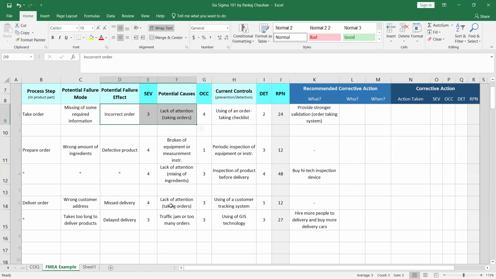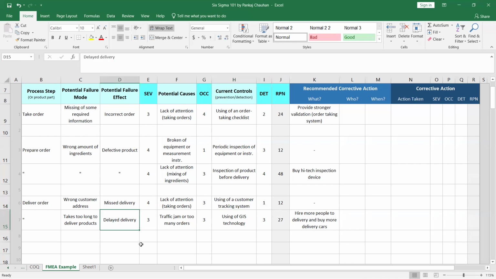So how can you avoid this incorrect address? By using a customer tracking system. How well does it work? Almost certain. So only 1 out of 5 is the ranking, which means very high in reverse order, or very low in ascending order. You can say it like this.